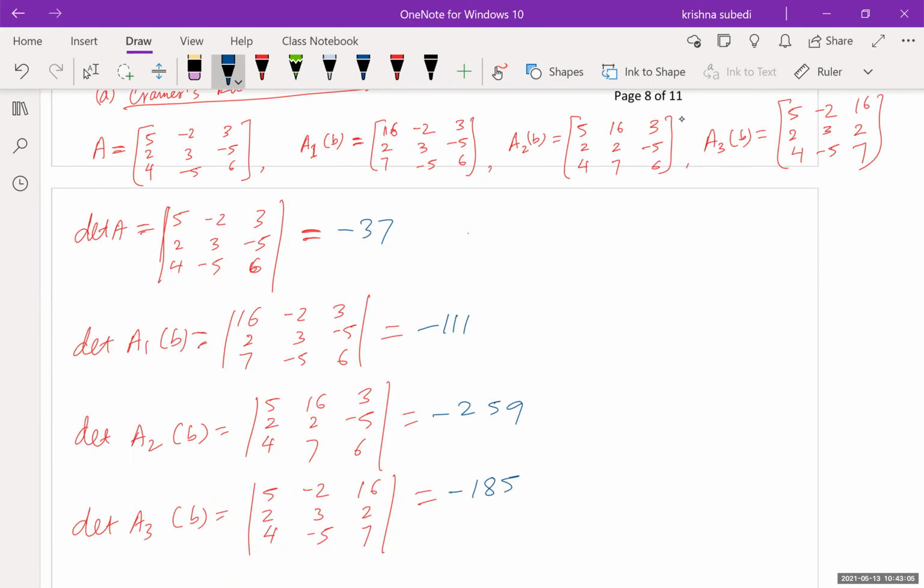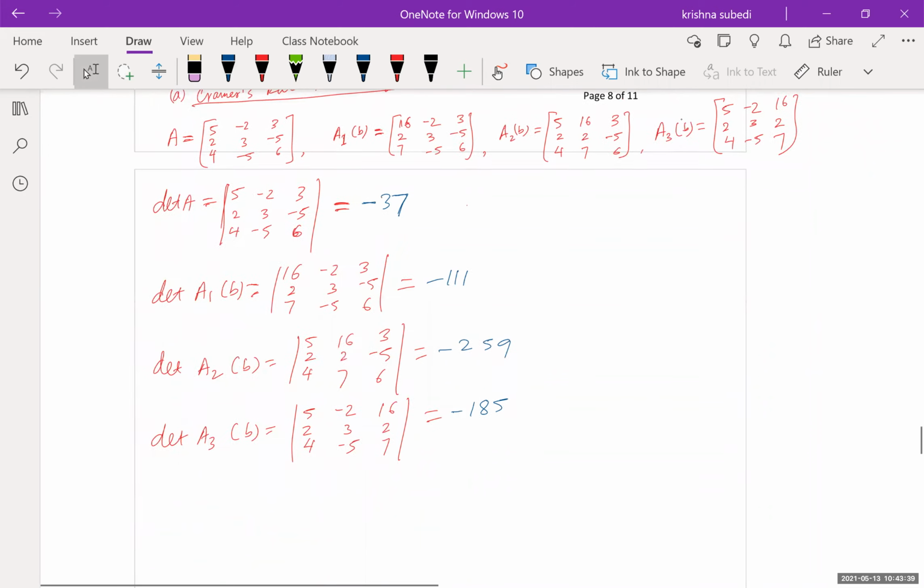Okay, thank you guys. You already calculated the determinants for me. The determinant of A, all of you got -37. Since so many of you got the same answer, I trust that this is the right one, because it is very difficult to get the same wrong answer. Most of you got the determinant of A sub 1b as -111. The determinant of A sub 2b is -259, and the determinant of A sub 3b is -185. Now we are ready to find the solution.